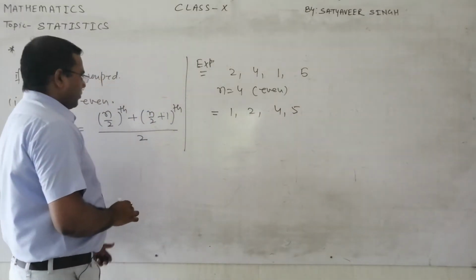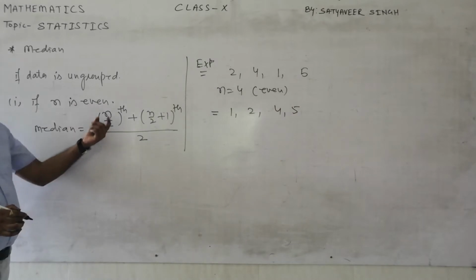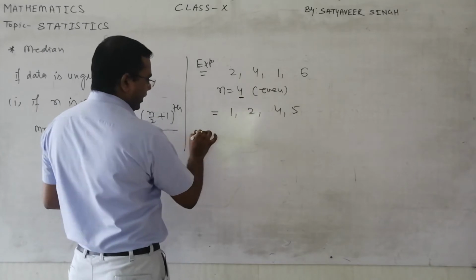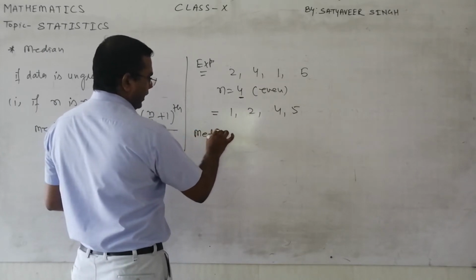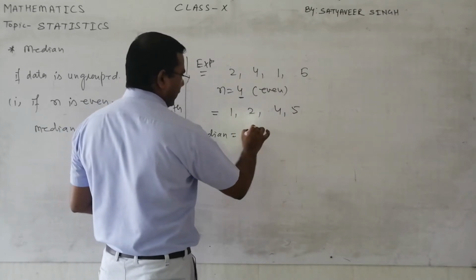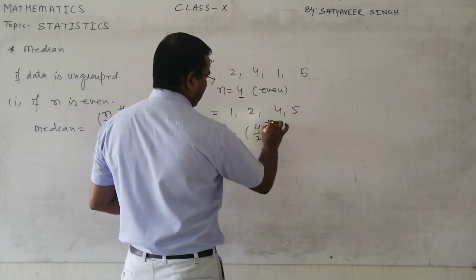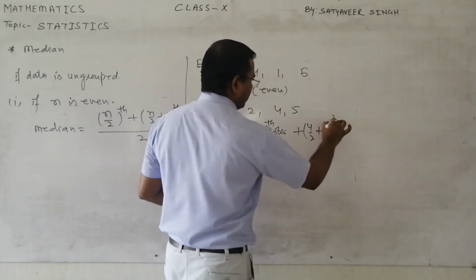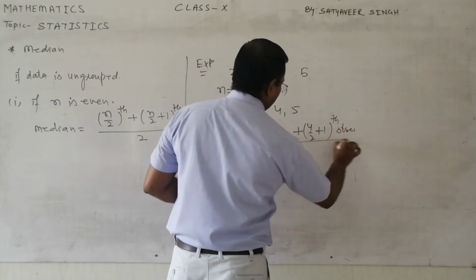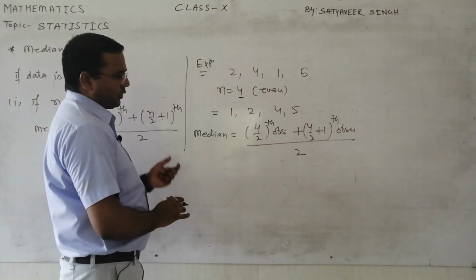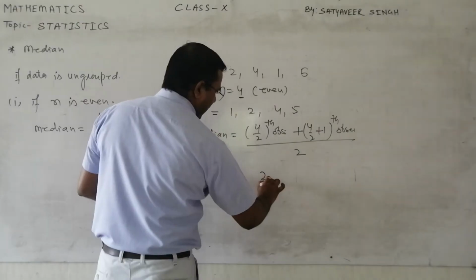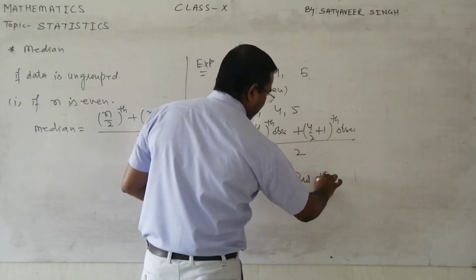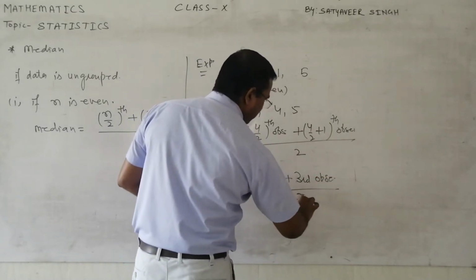See now the formula is what? We will have to find n upon 2 plus n upon 2 plus 1 upon 2. So n is what? N is 4. So median is equal to 4 upon 2 observation plus 4 upon 2 plus 1 observation upon 2. So 4 upon 2 means we can say it is second observation. 4 upon 2 plus 1 means we can say third observation, upon 2.